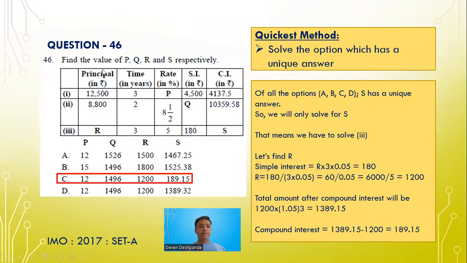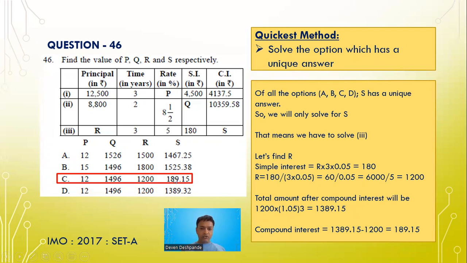Okay, next one. Find the value of P, Q, R, and S respectively. So principal is 12,500, time is 3 years, rate is P percent, simple interest is 4,500, compound interest is 4137.5. Now again you have to find the option which has the unique answer. So in P, there are no unique answers. In Q, there are no unique answers because these are duplicates. In R, there are no unique answers. This is duplicate. In S, there is a unique answer. 189 is a unique answer, which is not there in any other. All the answers are unique.